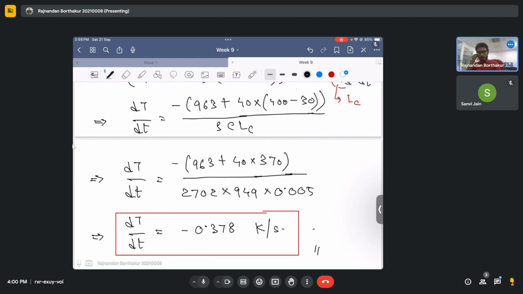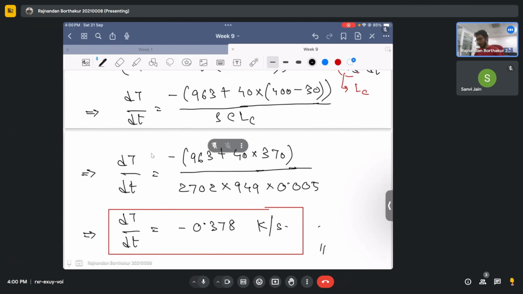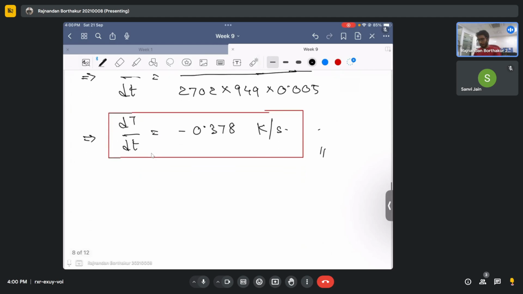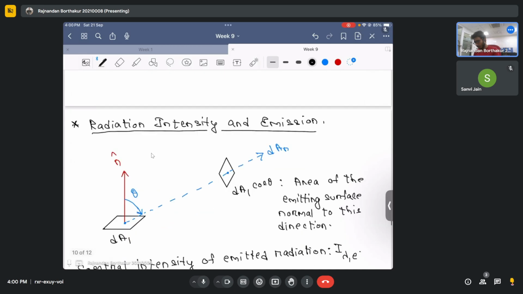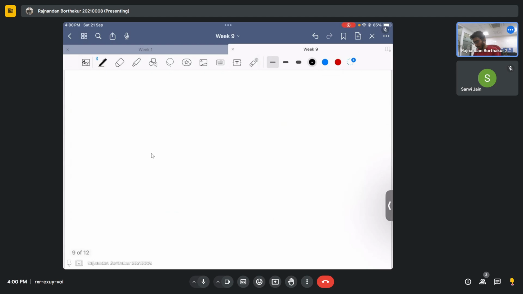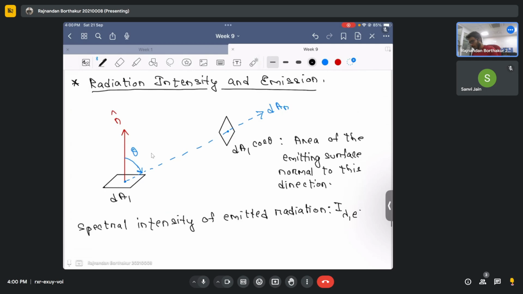All right, let's see if there are any questions. Okay, if no questions, then we'll move into something which is known as intensity of radiation and how it is related to something which is known as the emissive power. And then we'll solve a problem related to it as well. So we'll start off with this. The next agenda for discussion.